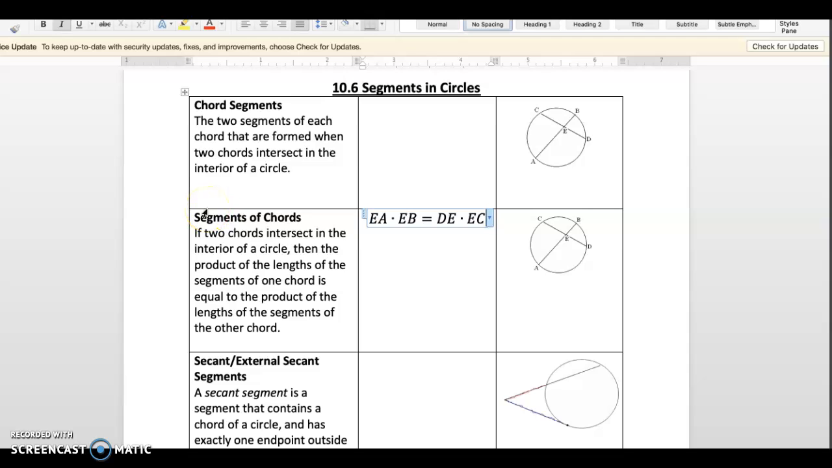Hi boys, we are almost done with circles. I suggest printing this note sheet out just because it's a lot to write down and a lot of diagrams to draw. And we are just talking about when segments or chords intersect within a circle, more specifically, what that math can look like.